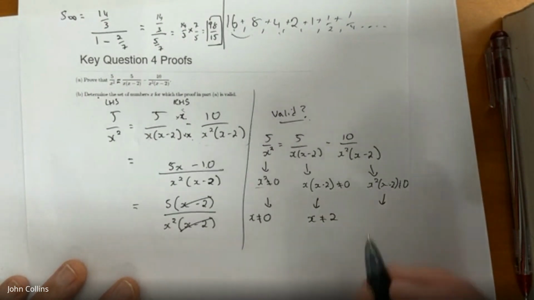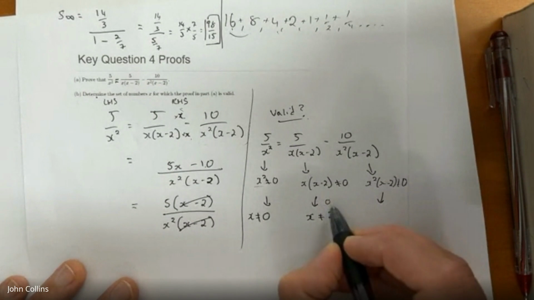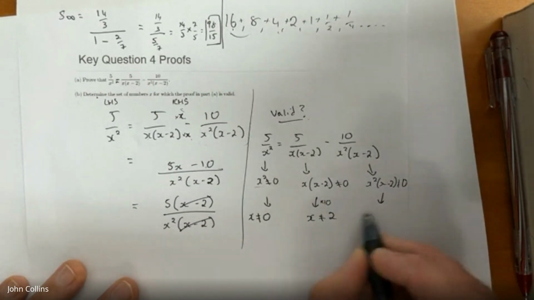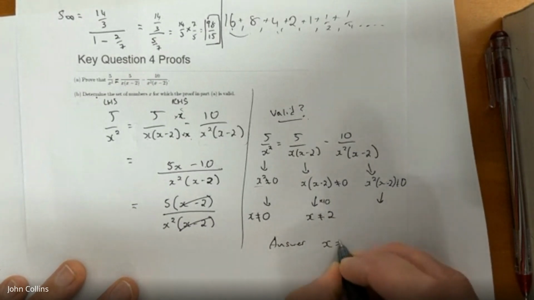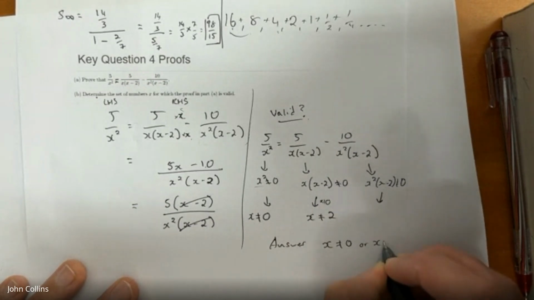Also just 2. So 0 and 2. Well, x cannot be 0 either, but we already have that. So this is just the same. So the answer, x cannot be 0 or x cannot be 2.